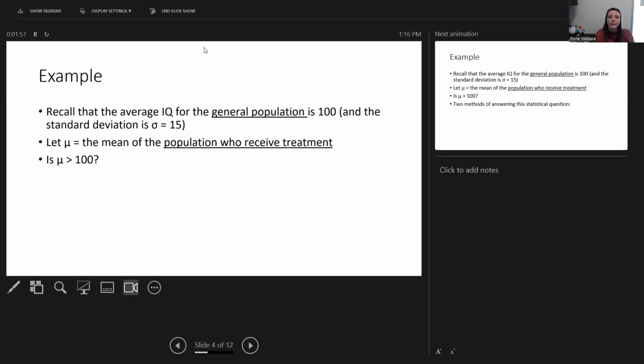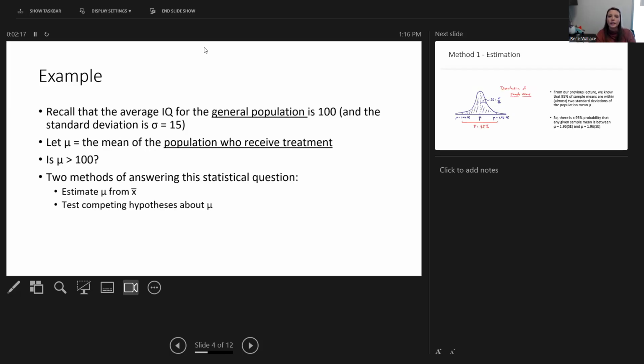So now we are asking, is mu bigger than 100? If the general population has a score of 100, is my mu bigger than 100? The people who received my treatment, did they get a higher score? I could answer it one of two ways. I could estimate mu from X bar, or I could compete two hypotheses against each other about mu. So I'm going to show you how to do both of them, and then we'll talk about which one we'll probably use going forward.